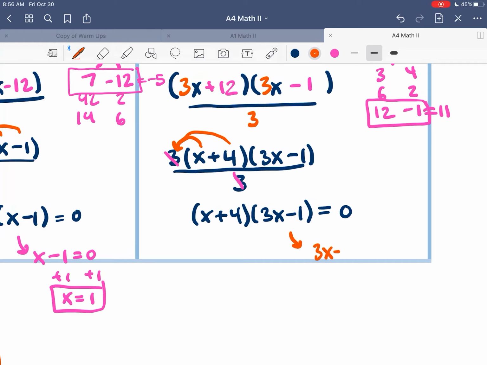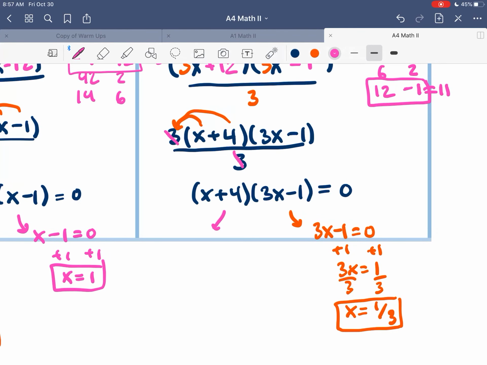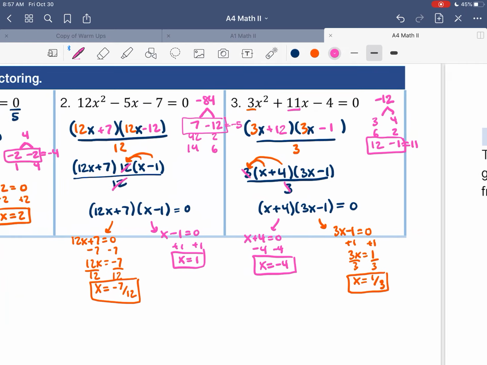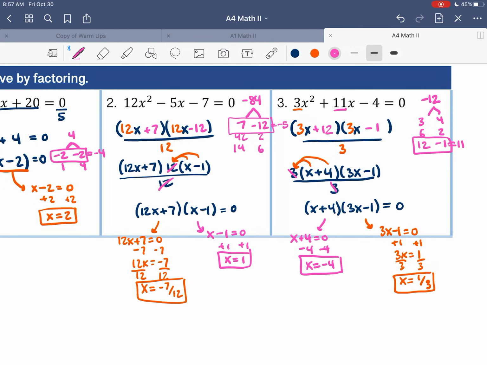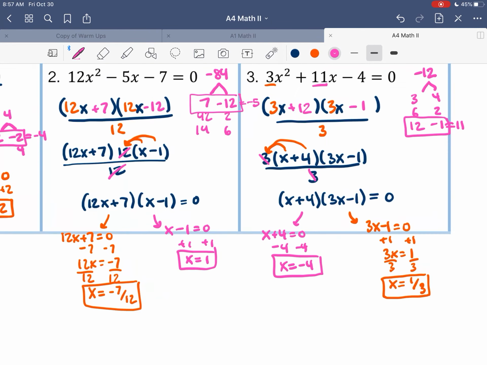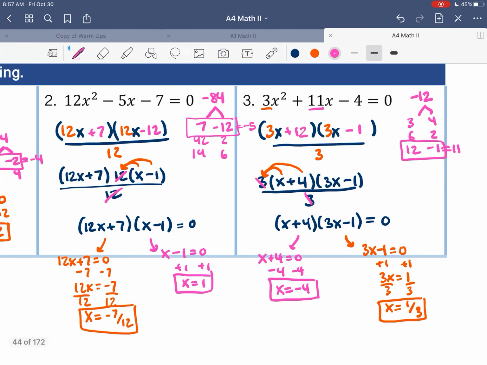Looking for x values, so we're going to keep going. 3x minus 1 equals 0. Add 1. Divide by 3. X equals a nice 1/3. That's as far as fractions go, that one's pretty nice. X plus 4 equals 0. Take away the 4, and x equals negative 4. There we go. So hopefully this one makes sense.